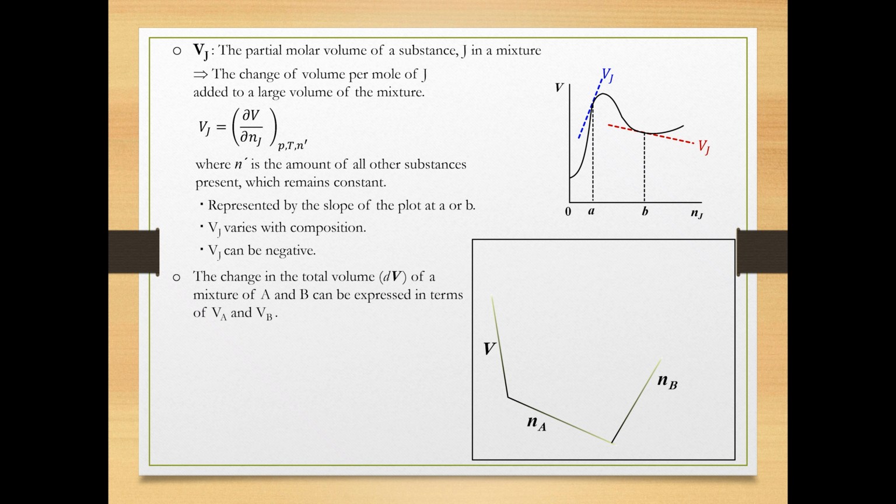The vertical axis represents the total volume, capital V. One horizontal direction represents the number of moles of component A, and the other horizontal direction represents the number of moles of component B. Every point on this three-dimensional surface corresponds to a particular mixture composition and its associated total volume under conditions of constant pressure and temperature.